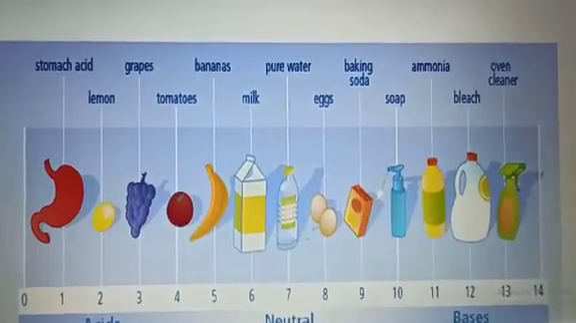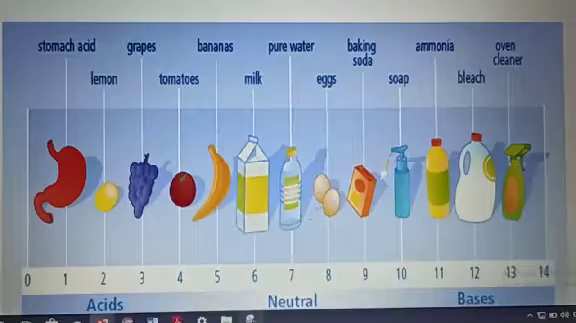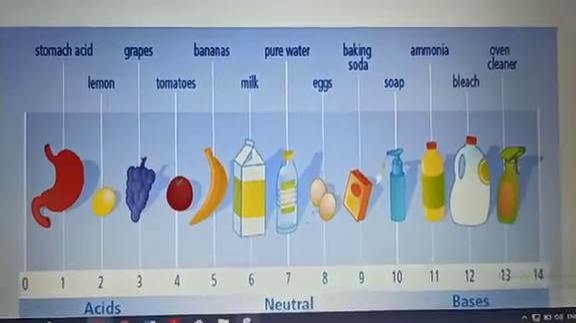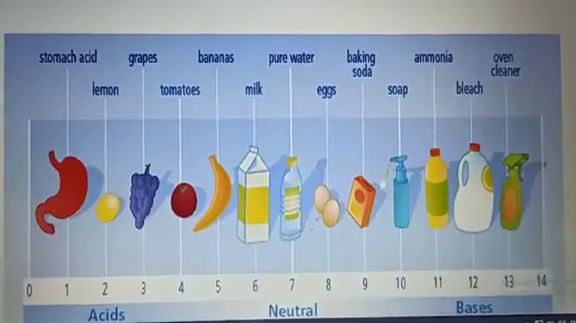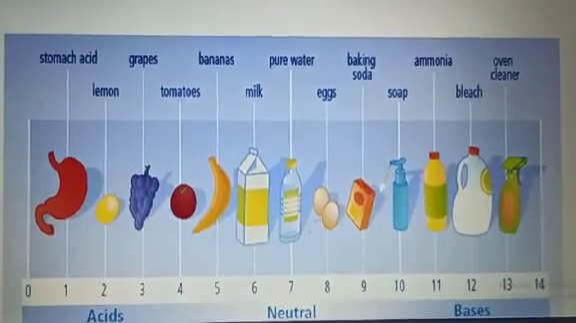So the substance which has pH 14 is the most basic. The substance which has pH 0 to 1 is the most acidic in nature.